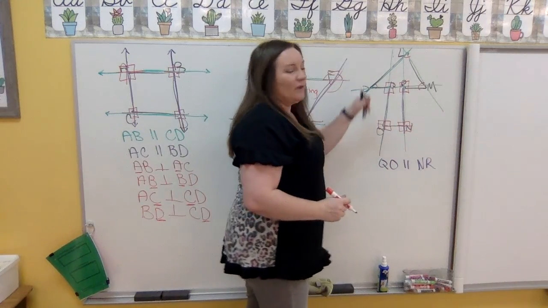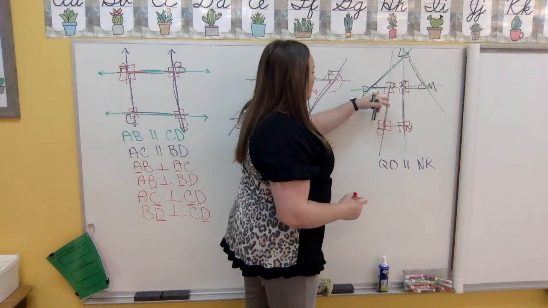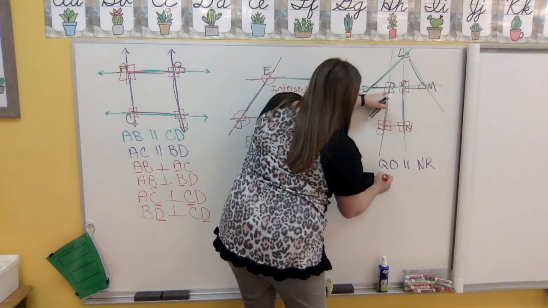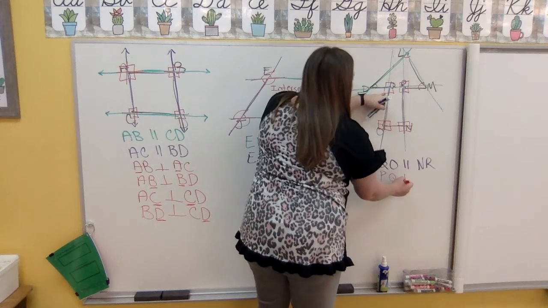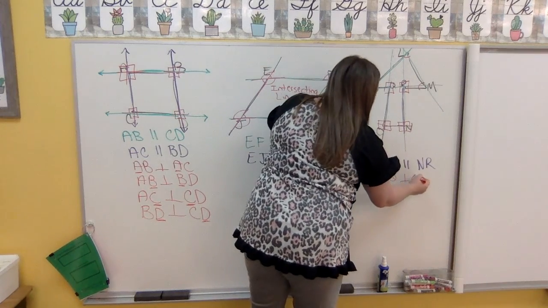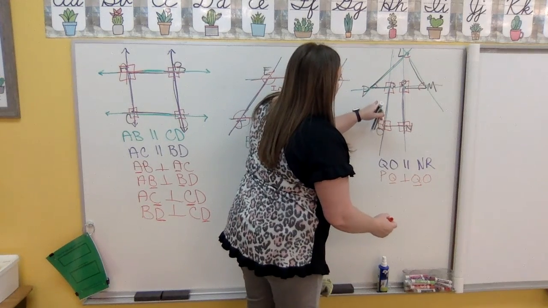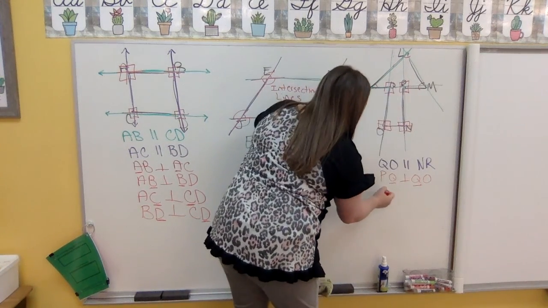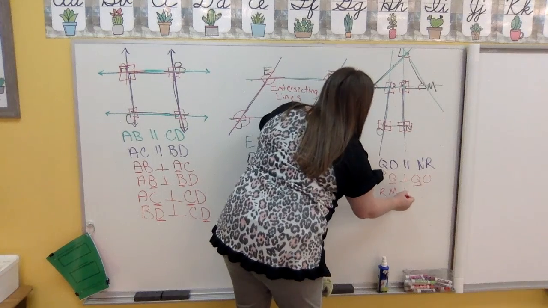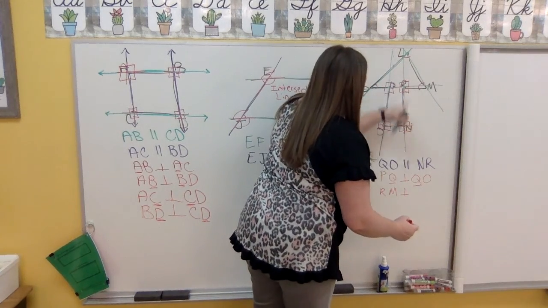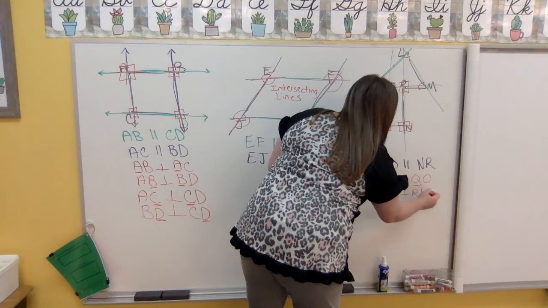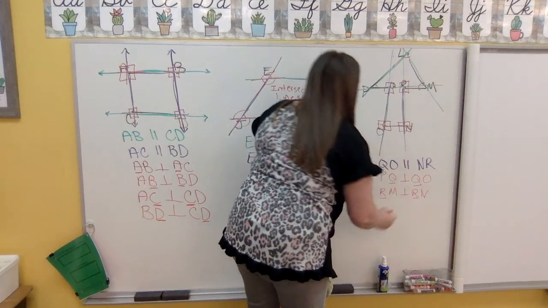So I'm not going to write all of these, but one of our first perpendicular lines would be PQ is perpendicular to QO. Notice they both have a Q. Then we can do RM is perpendicular with RN. They both have that R.